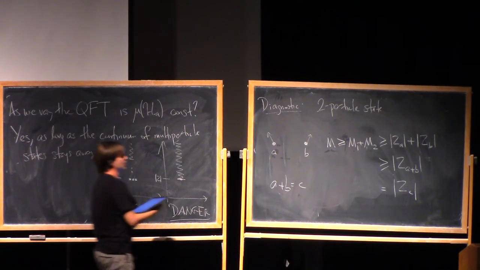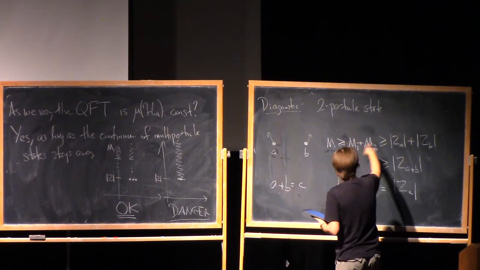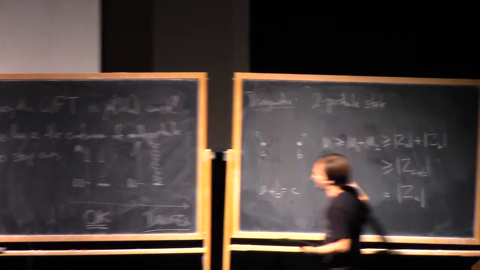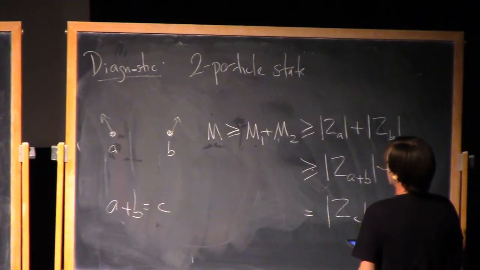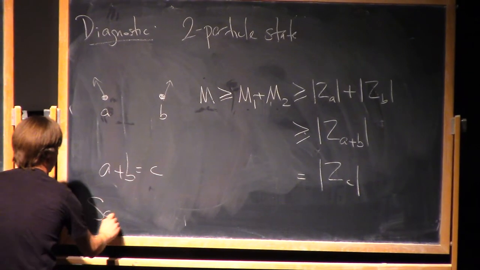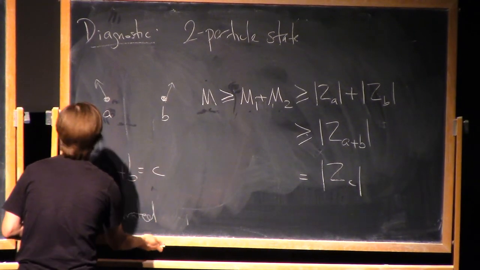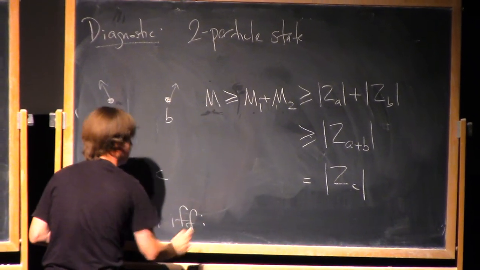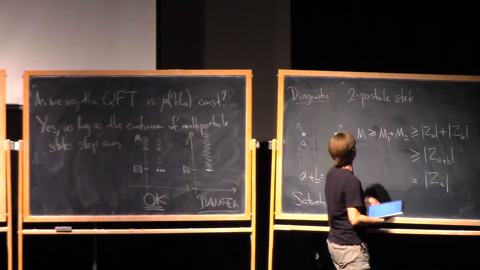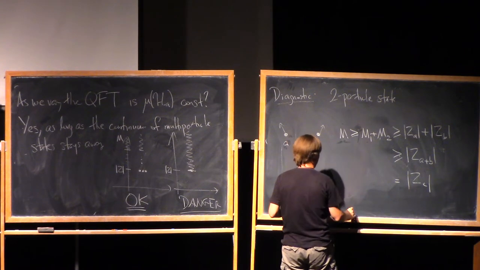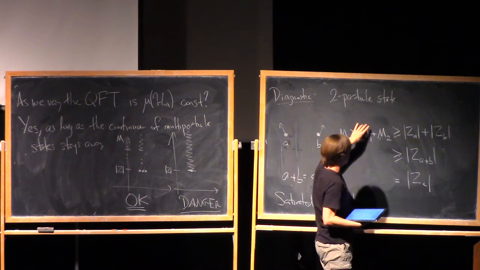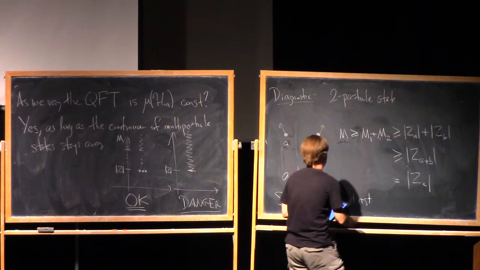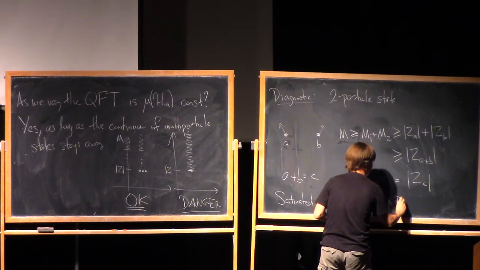Now, our question is, when is this inequality exactly saturated? If it's saturated, that's the situation where this continuum state comes right down to the BPS bound. What you're worried about is that this bound might be saturated. When is it going to be saturated? Well, three things have to happen. First of all, the particles have to be at rest relative to each other, then this will be an equality. The particles have to be separately BPS, so they separately saturate the bound.